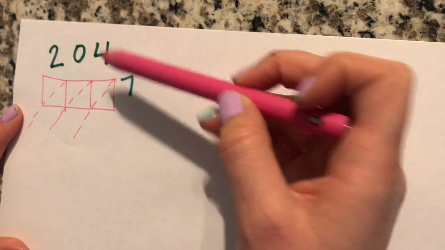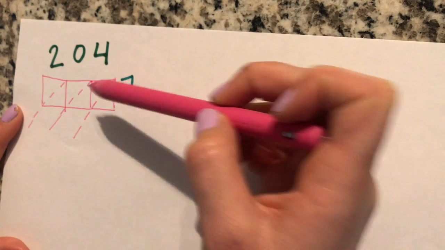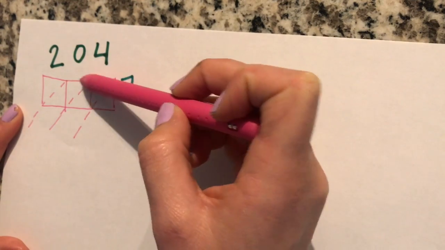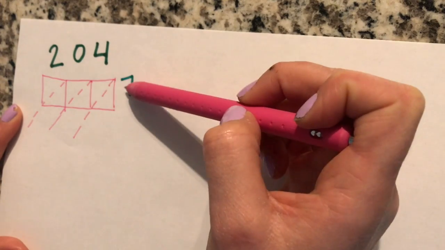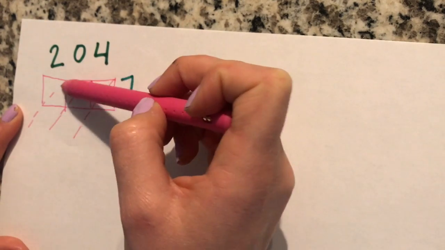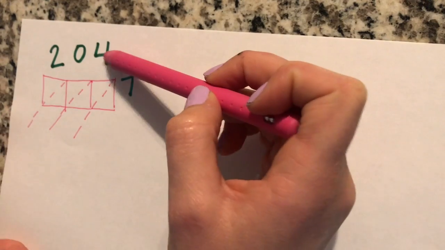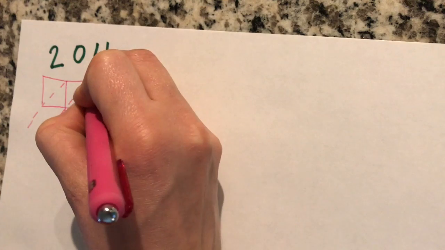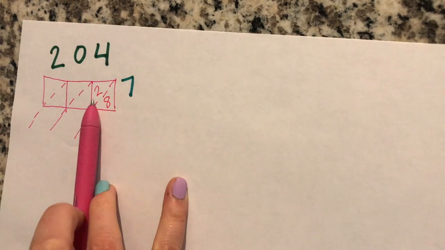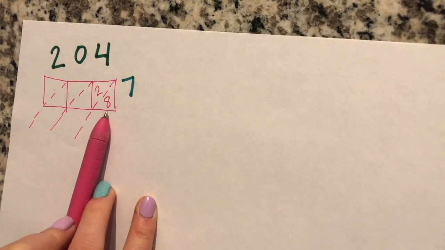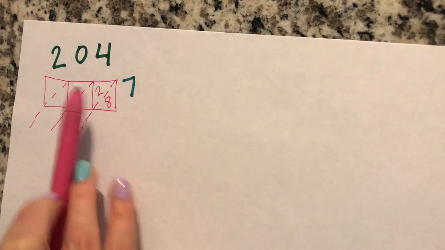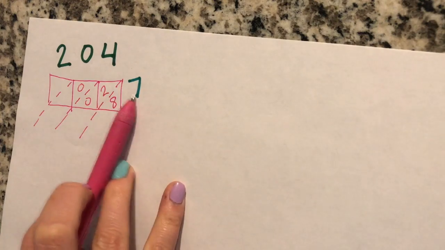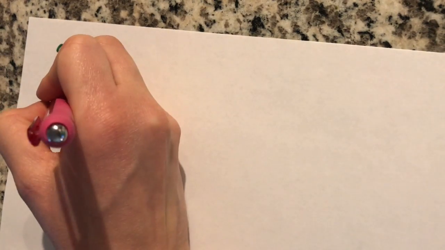So if we go 4 times 7, it's going to go in this box. 0 times 7 is going to go in this box. And 7 times 2 is going to go in this box. So we have 4 times 7, that's 28. So our 2 is in the tens place. Our 8 is in the ones. 7 times 0, that's 0. And then 7 times 2 is 14.